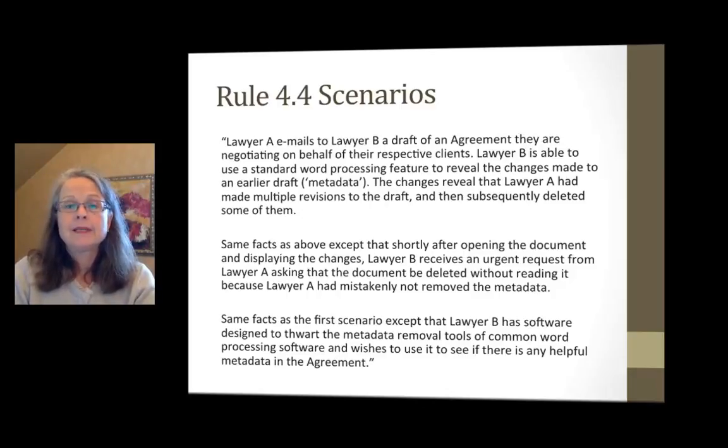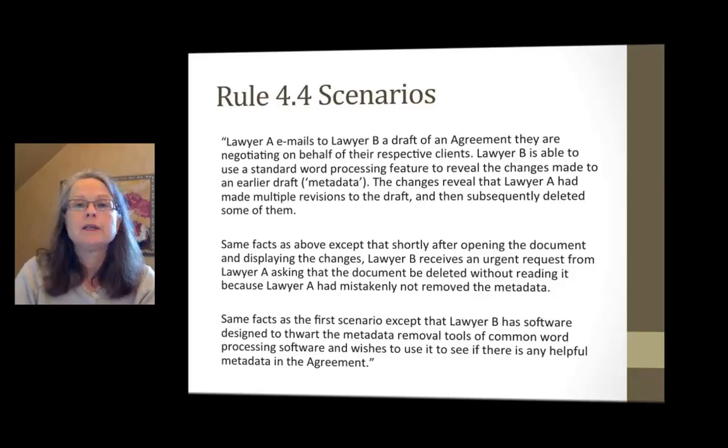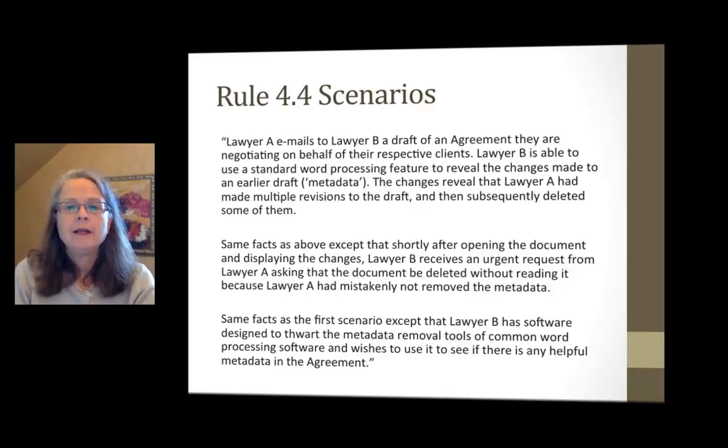The second scenario is the sending lawyer urgently calling the receiving lawyer and saying, oh my gosh, please don't read that and send it back, or delete it without reading it. And the final scenario is the receiving lawyer using a special metadata thwarting program to access the metadata. So then there are 5 questions.